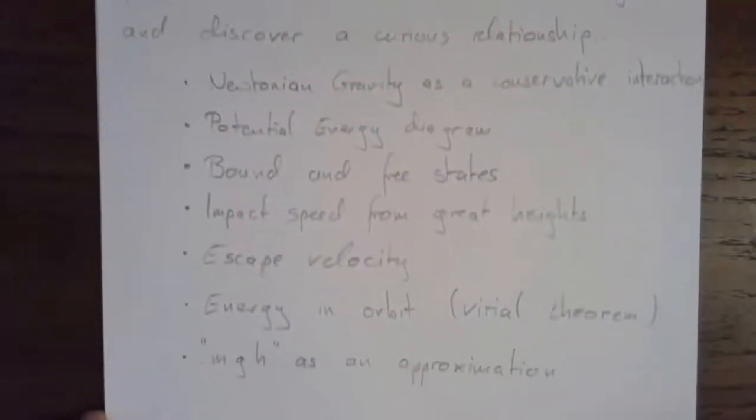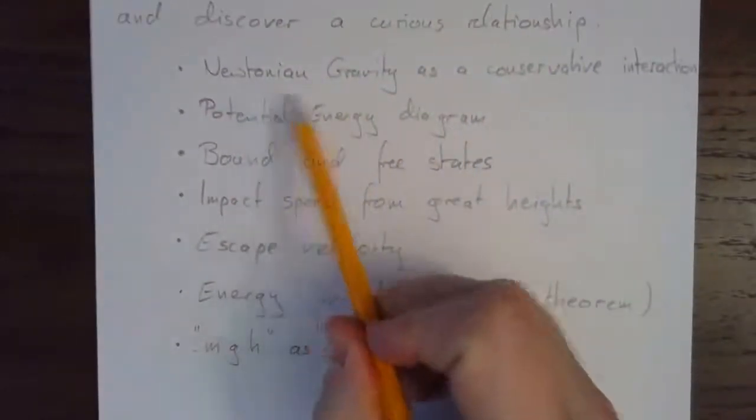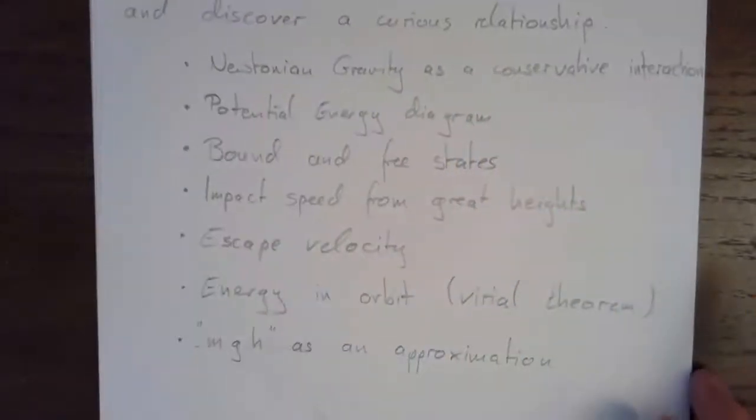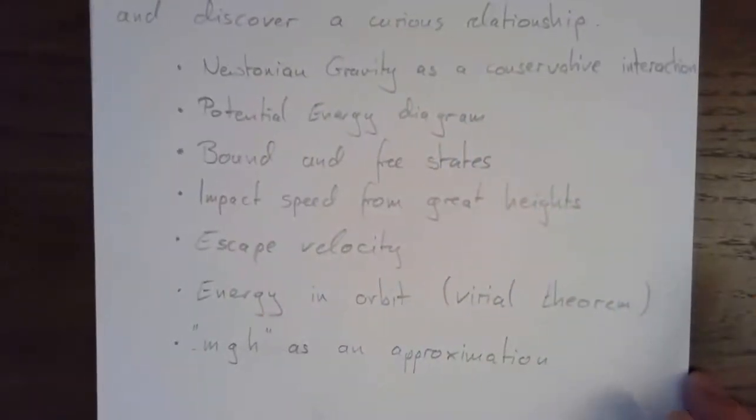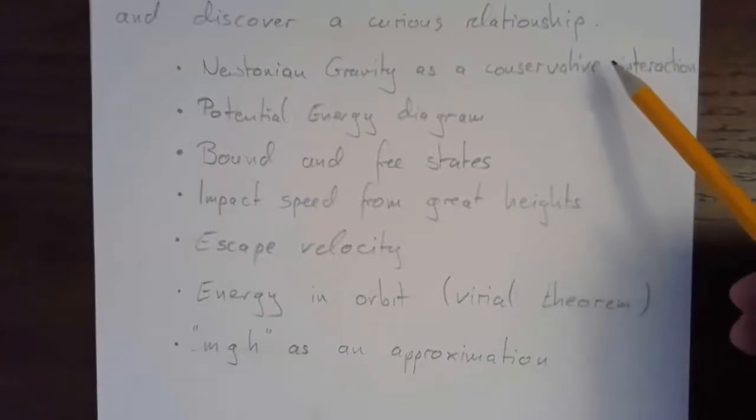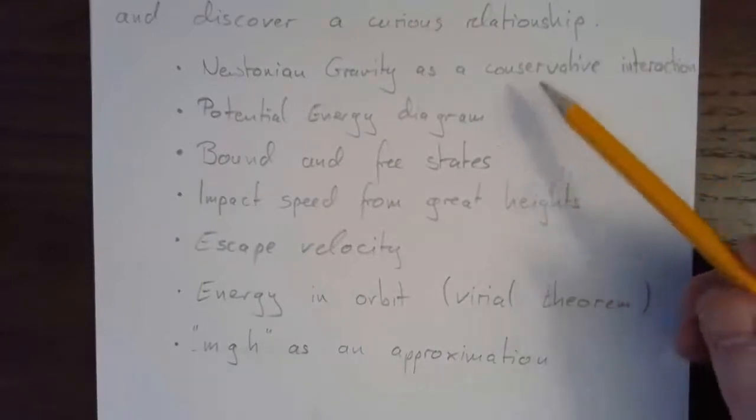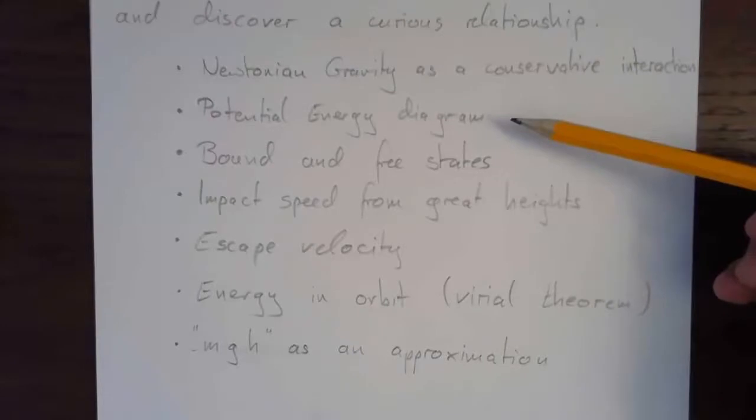Here's our agenda. We're going to look at Newtonian gravity more closely and we'll ask, is it a conservative interaction? That's the requirement to have a potential energy. The answer is going to be yes. We'll figure out what the potential energy looks like and draw it in a diagram.